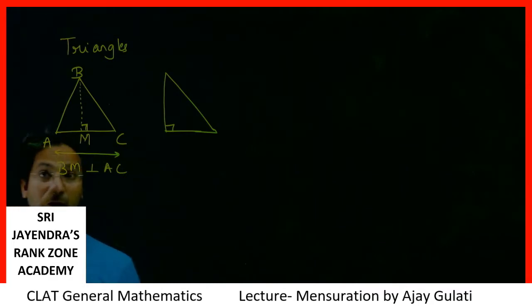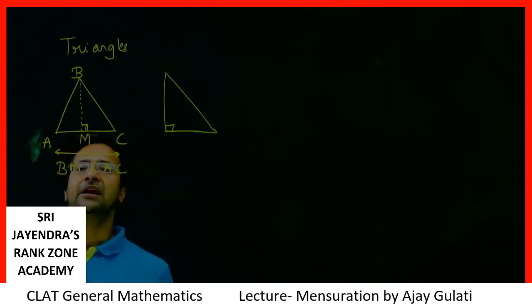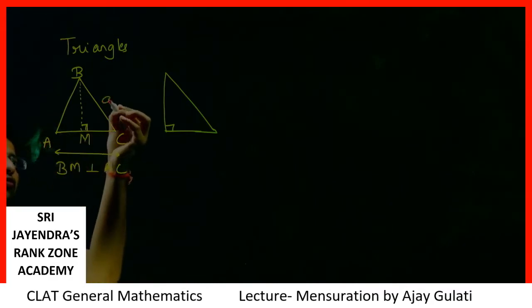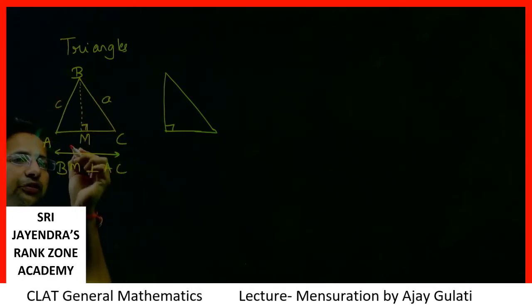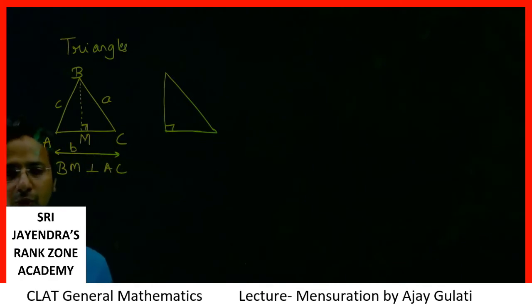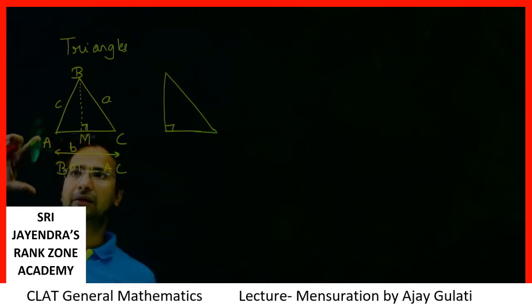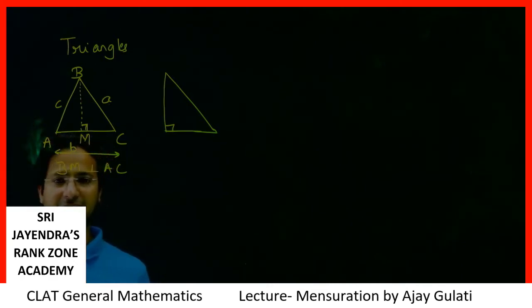See what happens in a triangle. How do we give the nomenclature? How do we give names? The side opposite to A is called small a. The side opposite to C is small c. The side opposite to B is small b. So far clear? Yes, it must be clear. Next thing, students.